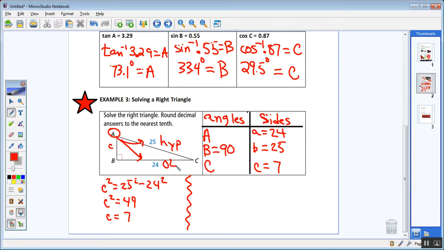Sine of angle A. Guys, reference yourself at angle A. We are up here, top of the triangle. You guys agree that the sine of angle A would be the opposite leg length 24 over the hypotenuse 25?